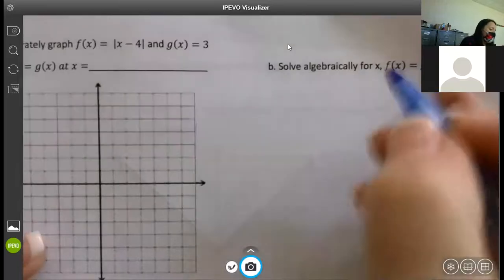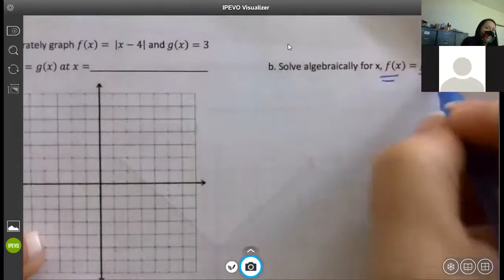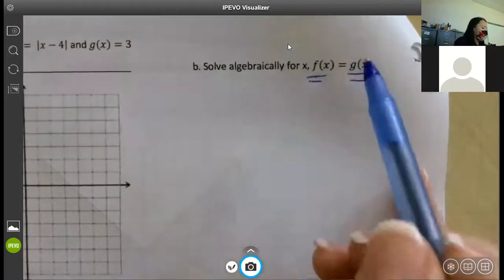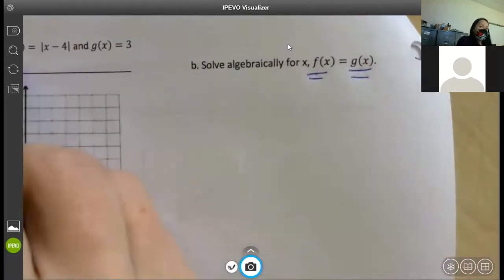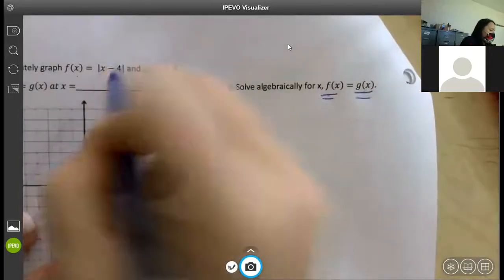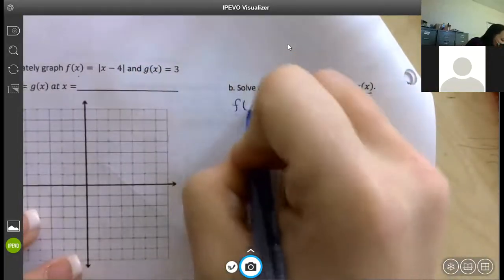All right. So solve algebraically. It tells you to do f of x equals g of x, and a lot of times on your final exam, they'll use this notation. All that means is take f of x and set it equal to g of x. So f of x over here, let me pull it up so you can see it, is the absolute value of x minus 4. So I'm going to write it down like this.